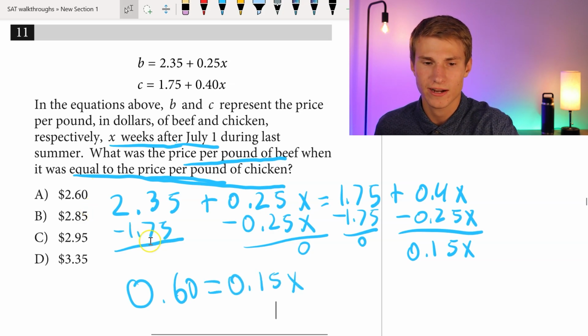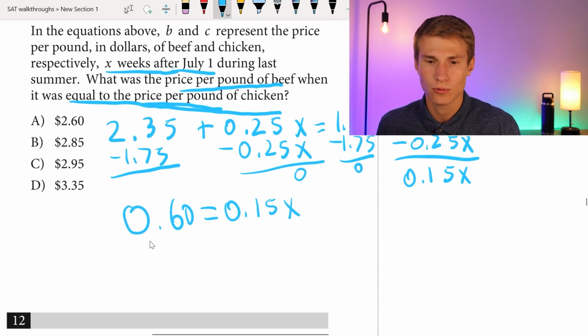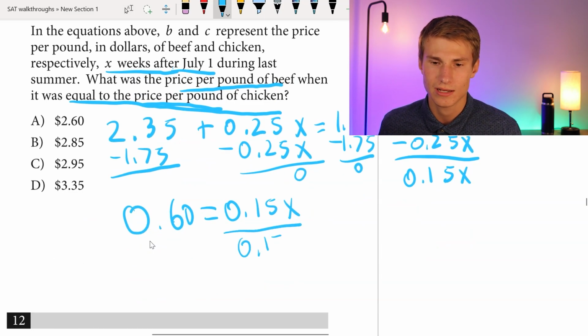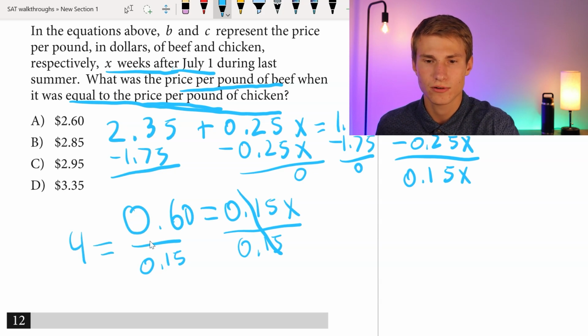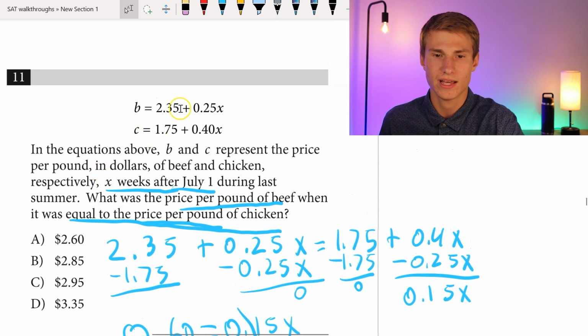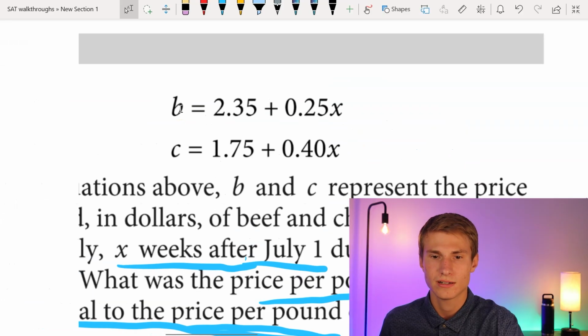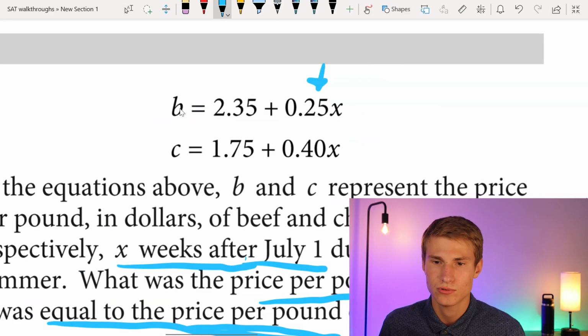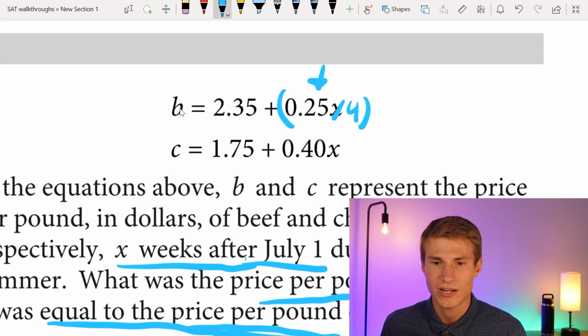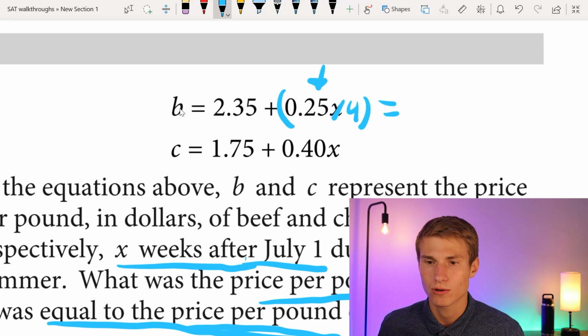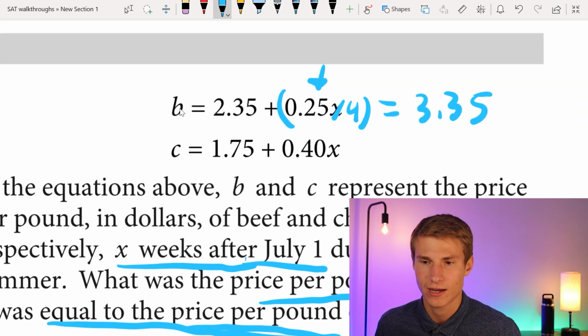From there, I can go ahead and recognize that x is going to equal 4. If you don't recognize that, you can divide each side by 0.15. Dividing each side by 0.15 is going to end up giving you 4 is equal to x. Okay, so now that we've solved for what x is equal to, all we got to do is plug that in for either equation here. Now in this case, I'm going to choose to plug it into the equation for beef because I see I have 0.25, and if I multiply that by 4, I know that's going to give me 1. So now I'll have 2.35 plus 1, which will give me 3.35 as my final answer.